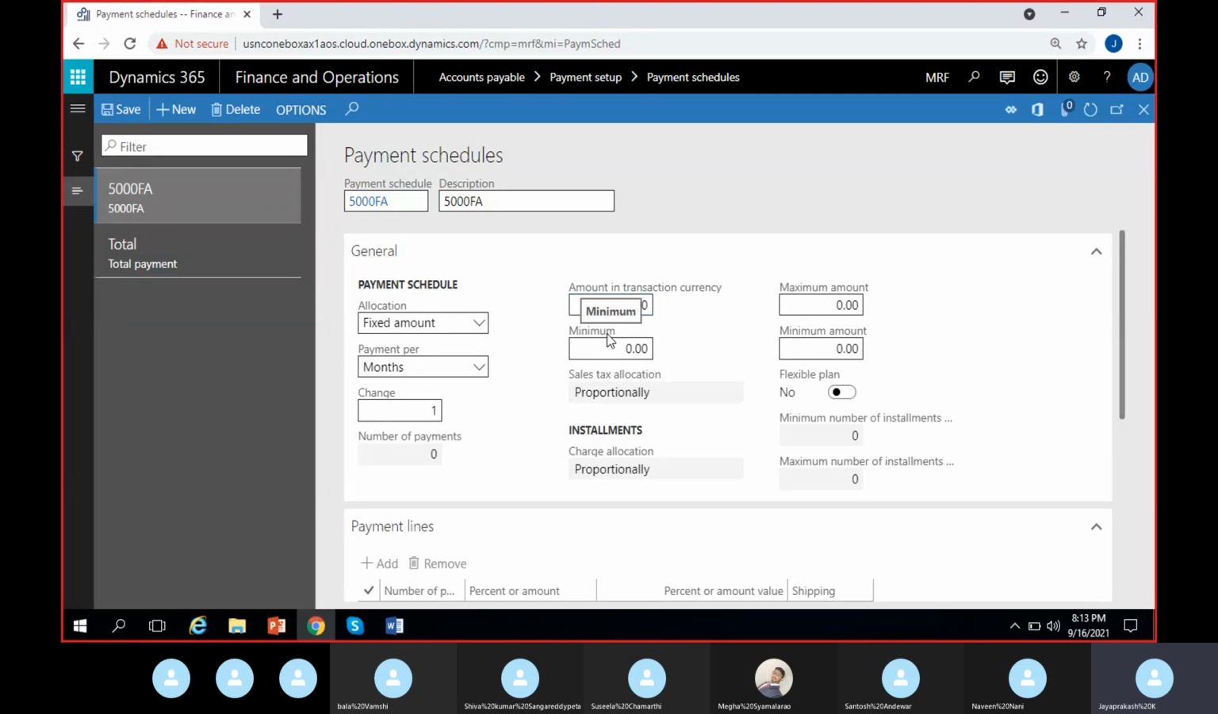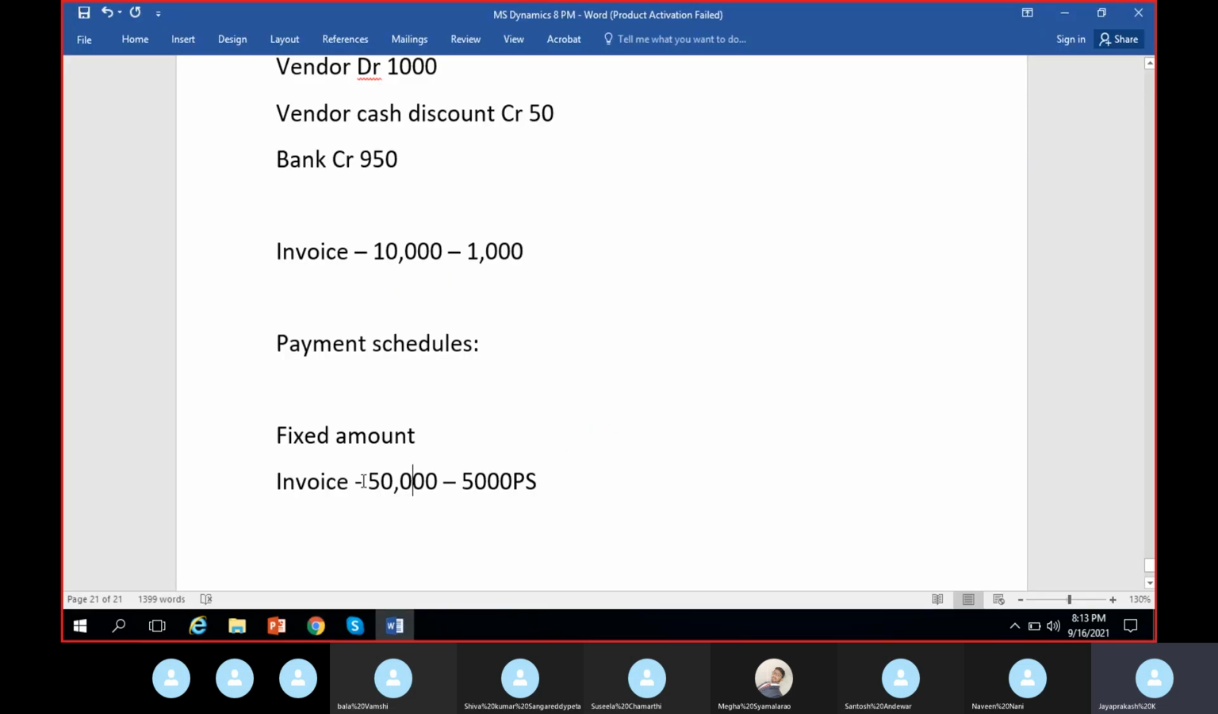5,000. Then this minimum is the minimum amount that an installment should hold. Suppose I am paying 50,000, it will be 5,000, 5,000, and by 10 installments it will be completed. Suppose this amount is only 47,000. What now? After paying 9 installments, the remaining amount is, sorry, 2,000, right? After paying 9 installments, 45,000 will be done, and 2,000 will be there.